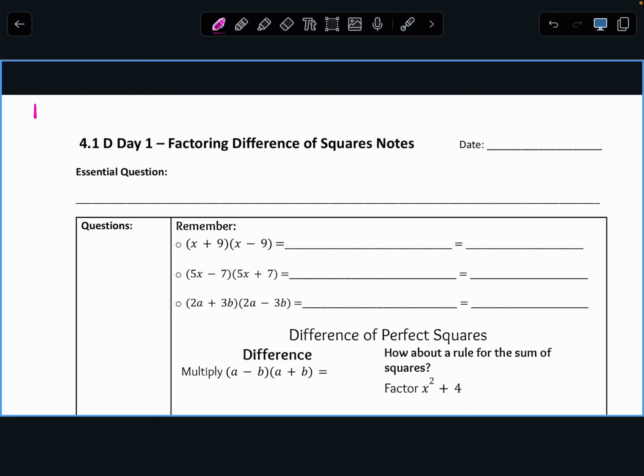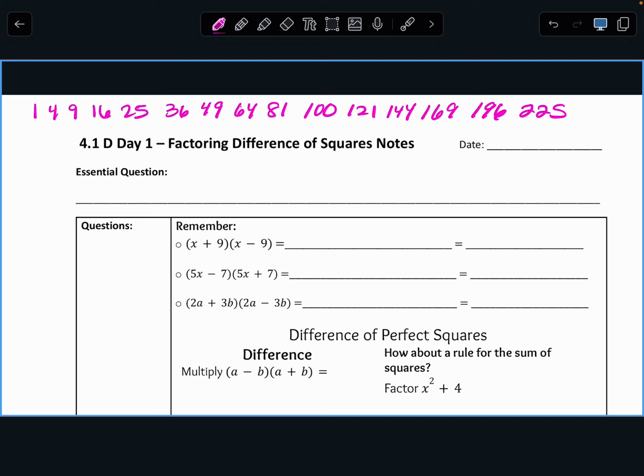Squares are 1, 4, 9, 16, 25, 36, 49, 64, 81, and 100. There are some more. 100, that's 10 squared. 121, 144, 169, 196, and 225. So those are the perfect squares through 15.